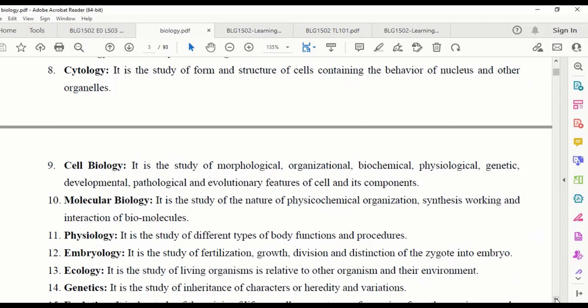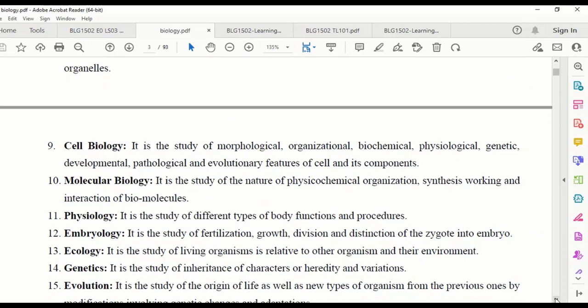Physiology is when we are talking about the study of different types of body functions, the physiology of the individual and the procedures. We're going to be talking about the function of certain organelles, the function of the nucleus, and so on.